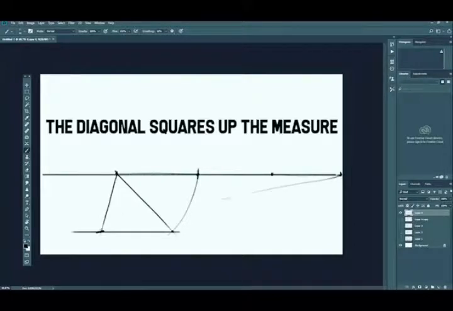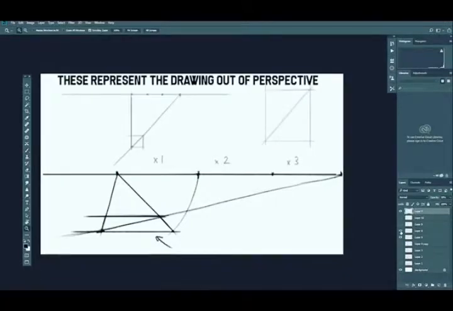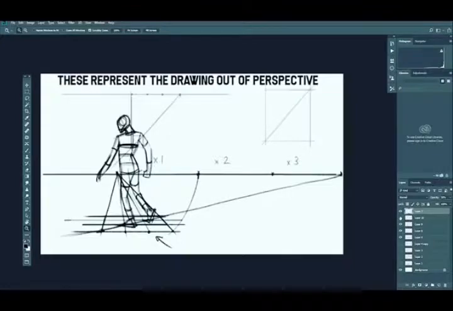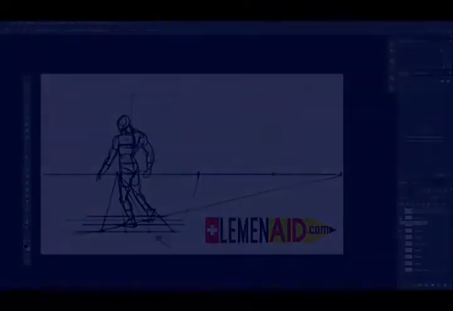diagonal, and where it crosses this vanishing line, draw a horizontal line across, and that creates a perfect square unit of measure. And if you divide that square down even further, then you have a perfect floor grid for your figure when you go to practice.